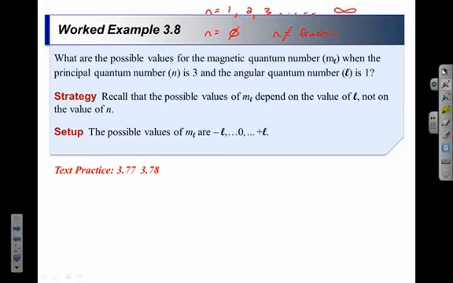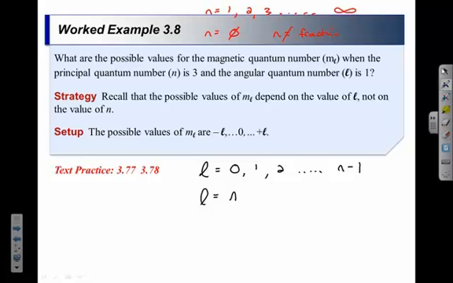The possible values for L depend on what n is equal to. L equals n minus 1. I'm sorry. L can always possibly be 0. There's never a situation where L couldn't possibly be equal to 0. So L is going to be 0, and then other whole numbers up to n minus 1. So that means that L can never be equal to n.